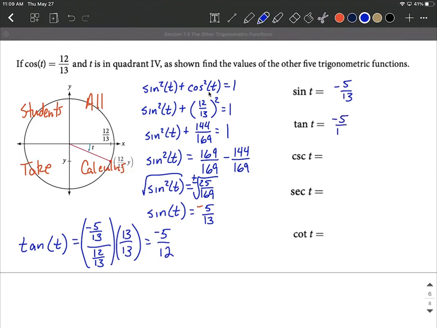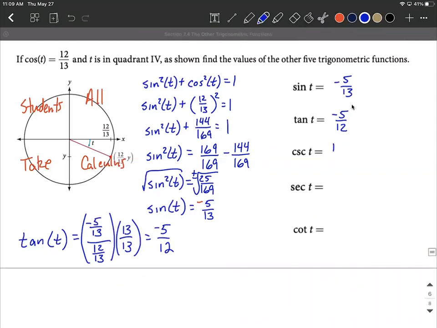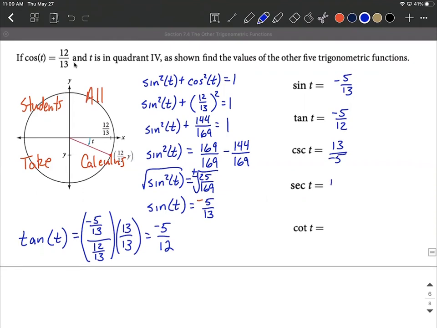After we have cosine, sine, and tangent, we can use our reciprocal identities to get these next 3. Cosecant is the reciprocal of sine. So what we can do is change our numerators and denominators. So this is going to be 13 over -5. Secant is the reciprocal of cosine, so we can invert our numerator and denominator and say that's 13 over 12. And finally, cotangent goes hand in hand with tangent, but it's the reciprocal, so 12 over -5.